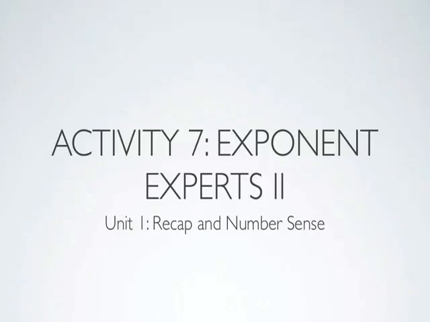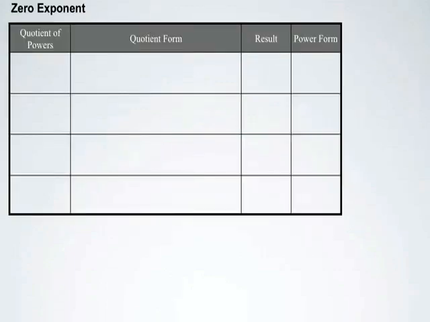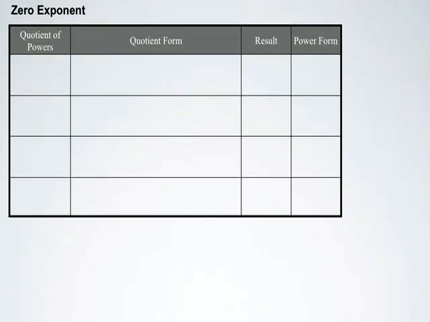Activity 7 will be Exponent Experts Part 2 from the first unit, a recap of grade 8 skills in number sense. So let's consider the zero exponent. We're going to go back to a quotient of powers to see if we can figure out what a zero exponent is. So let's consider 10 to the fourth divided by 10 to the fourth.